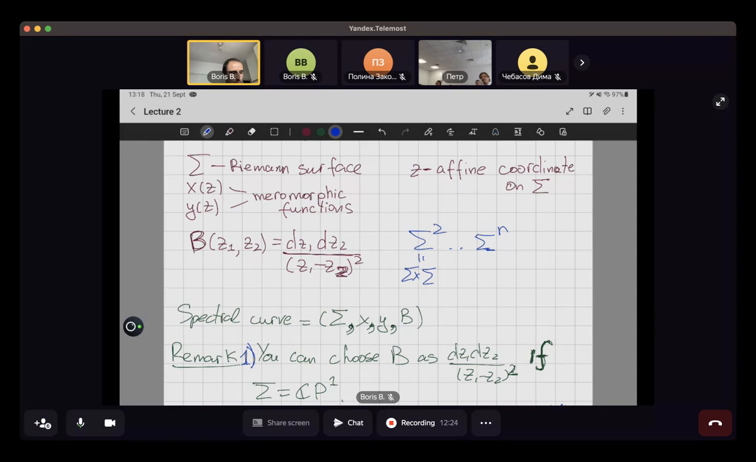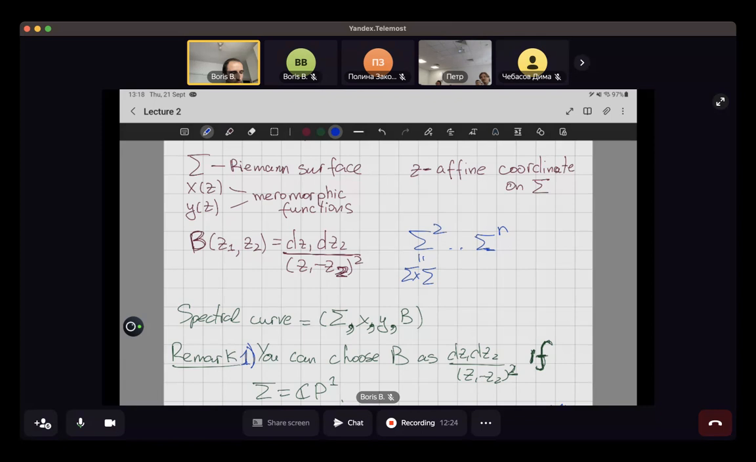Okay, and we have a couple of conditions on these functions x and y. For example, sigma is CP1, x of z is equal to z squared over 2, y of z is equal to z, and B as usual is dz1 dz2 over (z1 minus z2) squared. So, for example, here we take more or less the easiest two functions, x and y. We could take this function as x and y, or we'll see a lot of other examples.